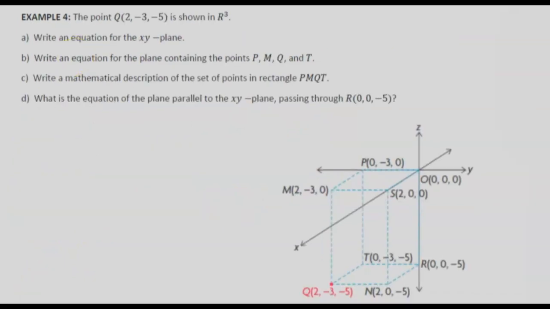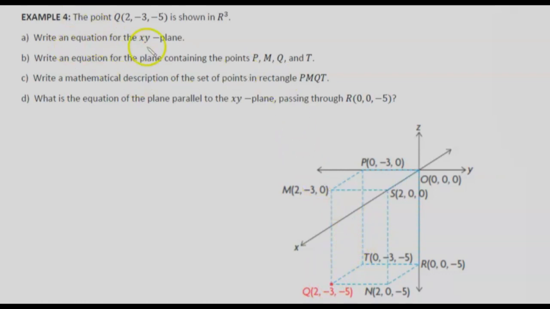Example 4, the point Q, 2, -3, -5 is shown in R cubed. Okay, again, 3D, X, Y, Z, and we have 2 in the X direction, which is this way, -3 in the Y direction, which is to the left, and -5 in the Z direction, which is going to be down. So this is our point Q.